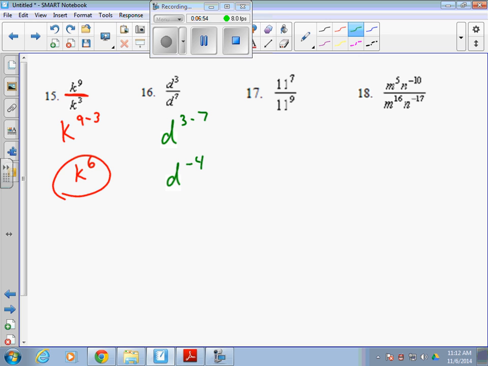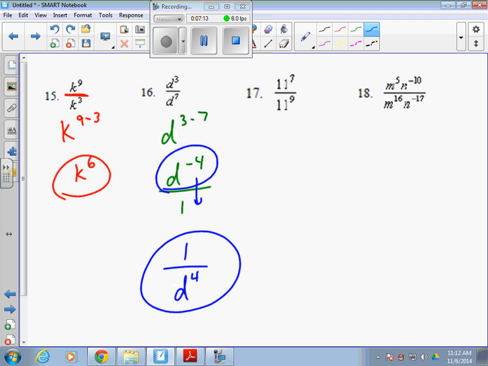We can't leave it like that. You can never leave a negative exponent. Everything's over 1. Make it ride the elevator. It goes down. Remember, the 1 is going to stay at the top, because if you leave it as nothing or 0 at the top, when you divide 0 by something, it's going to be 0. D to the negative 4th is going to go down, and when it goes down, it becomes d to the positive 4th.